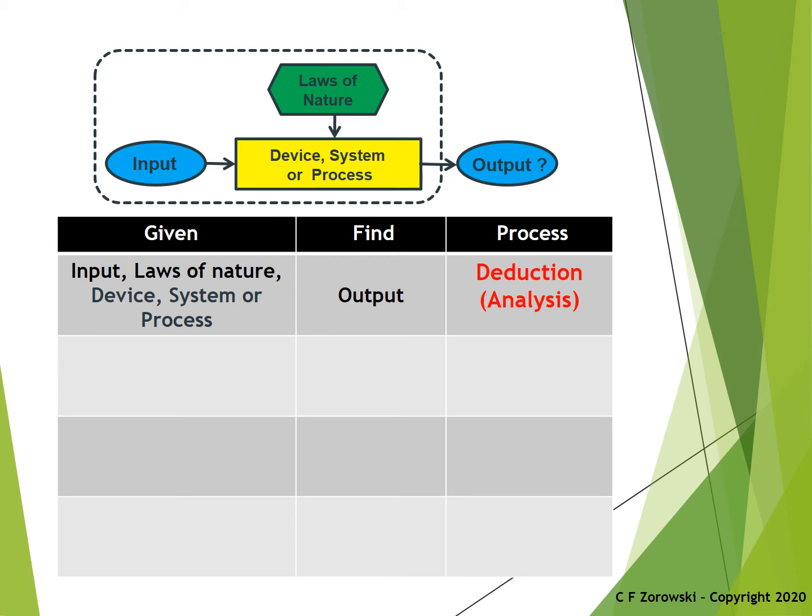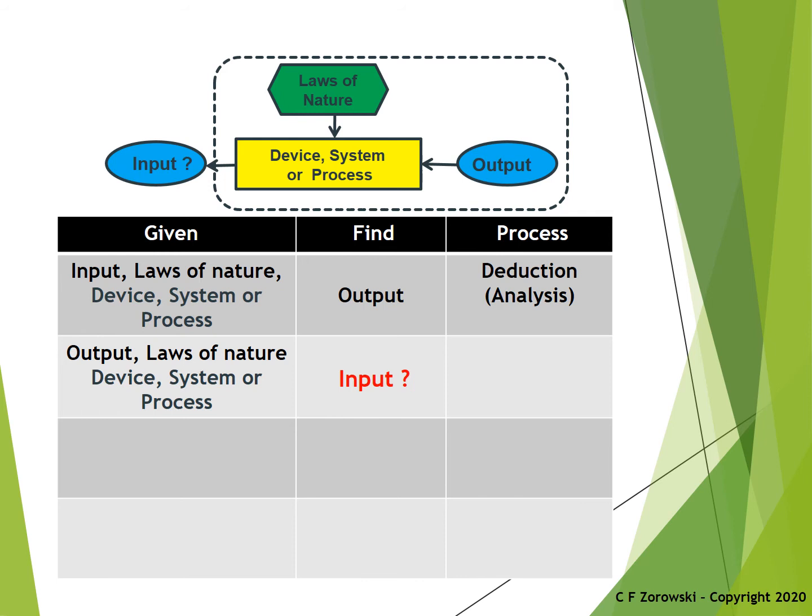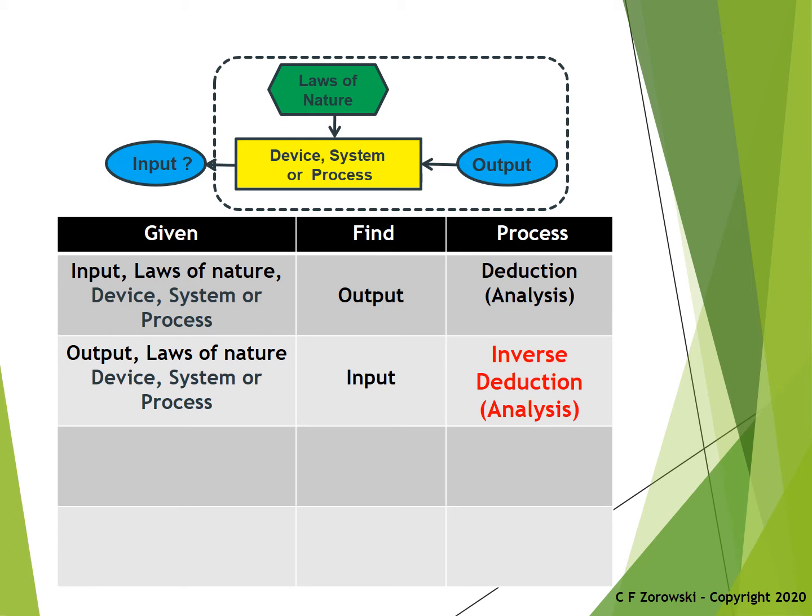Next, consider the combination where the system is known, along with the relevant laws of nature, and a specific output is desired. It is now the input to provide this functionality that is required. Returning to the helical spring, it is simply a matter of reversing the process of deduction. Even the mathematical relationship among the system parameters is the same. This skill is referred to as inverse deduction, but in engineering it is still the process of analysis.